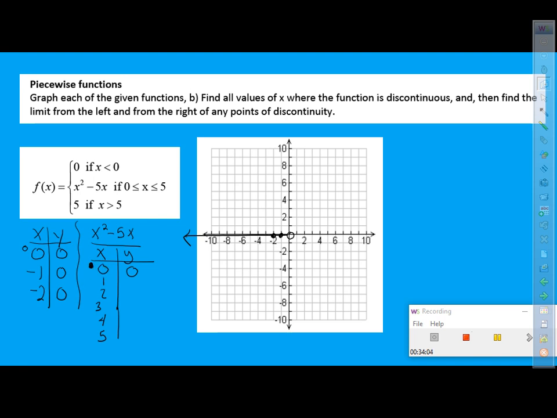When I plug in 1, I'm going to get negative 4. When I plug in 2, I'm going to get negative 6. When I plug in 3, I'm going to get negative 6. When I plug in 4, I'm going to get 16 minus 20, which is negative 4. And when I plug in 5, I'm going to get back to 0. I know I should have a parabola looking graph too. So I'm going to close in 0, 0, because that's what that says to do.